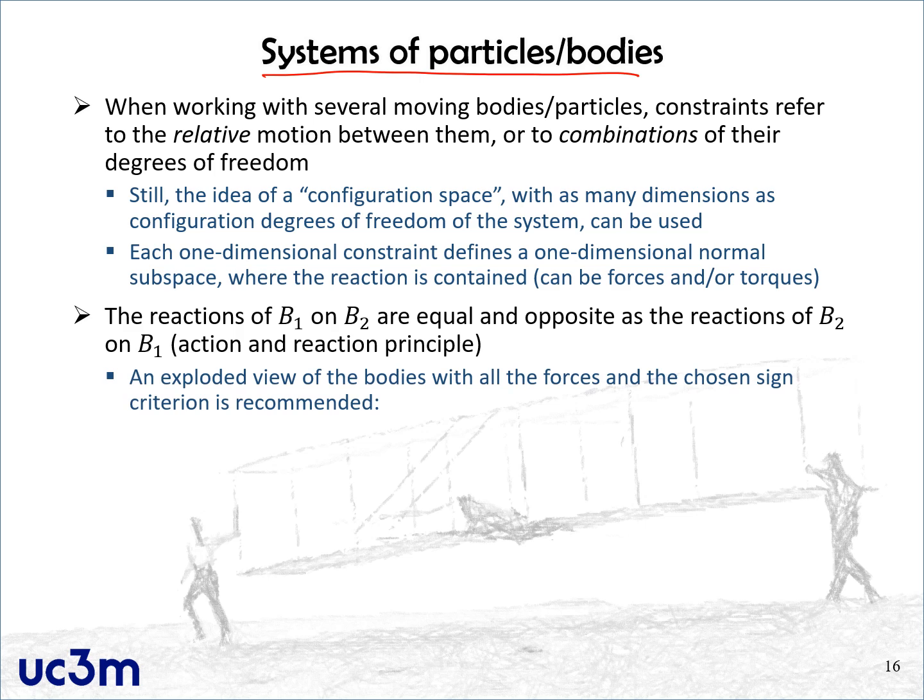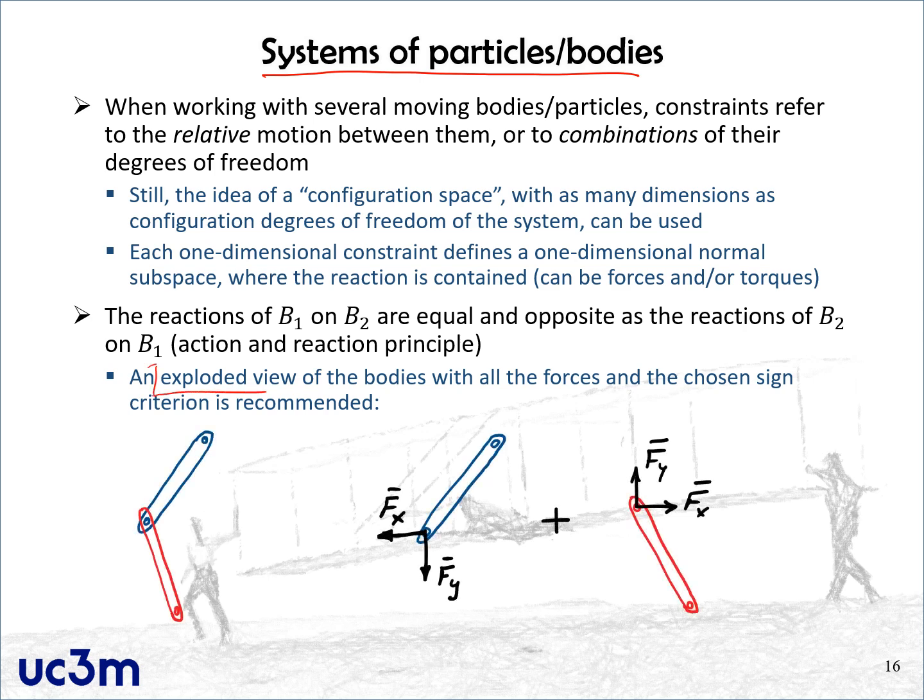When you have two bodies, for example, B1 and B2, you have to remember that thanks to the action and reaction principle, the third law of Newton, we know that whatever body 1 causes on body 2 is equal and opposite to whatever body 2 causes on body 1. This is why it is particularly important to draw what I call an exploded view of your system, okay?